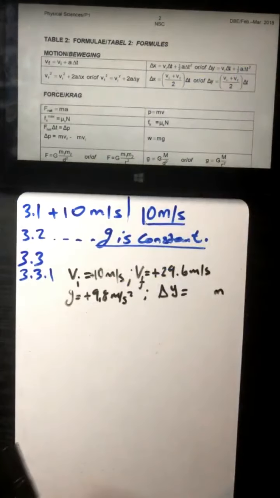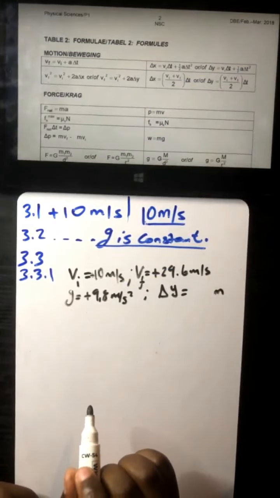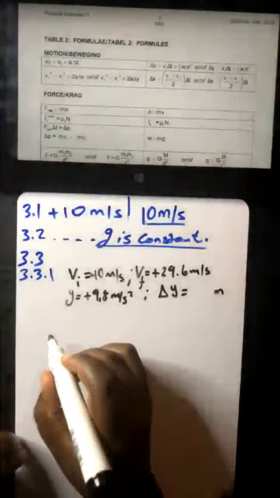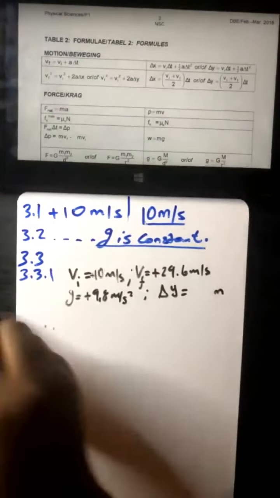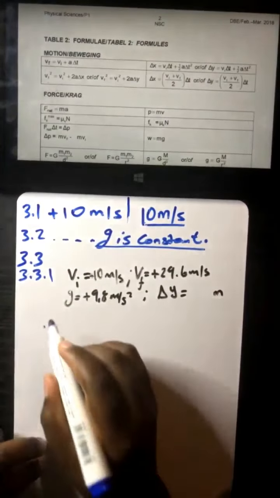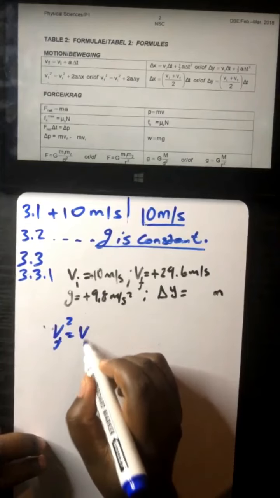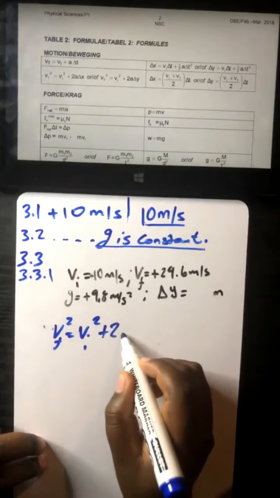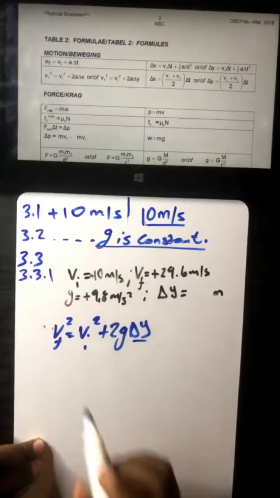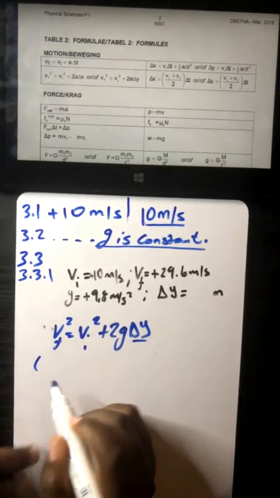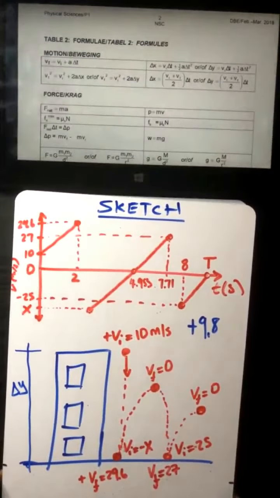So guys, let's try to quickly perform 3 calculations and see if we're going to find the same answer, starting with that first formula. It says V final squared equals V initial squared plus 2G delta Y. This is what we want to calculate. Let's substitute our V final from the sketch. What was our V final? It was 29.6.